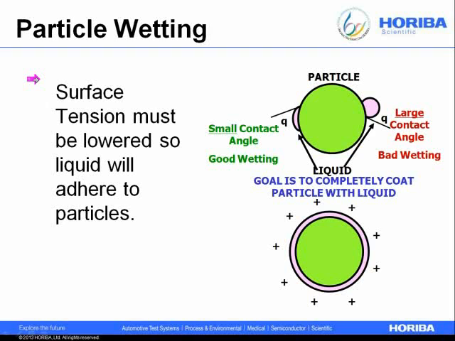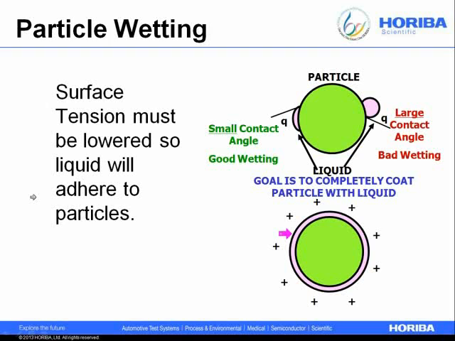So I mentioned particle wetting. Really what we need to have happen is we need to lower the surface tension so the liquid will adhere to the particles. So I have a particle like this, and I have a liquid, and it forms these droplets on the top. It doesn't wet the particle surface, and we have a large contact angle. We'll have bad wetting. I'll have little air pockets sitting around here, which will affect my sizing results. And the real goal is to completely coat the particle with liquid, like we show here.